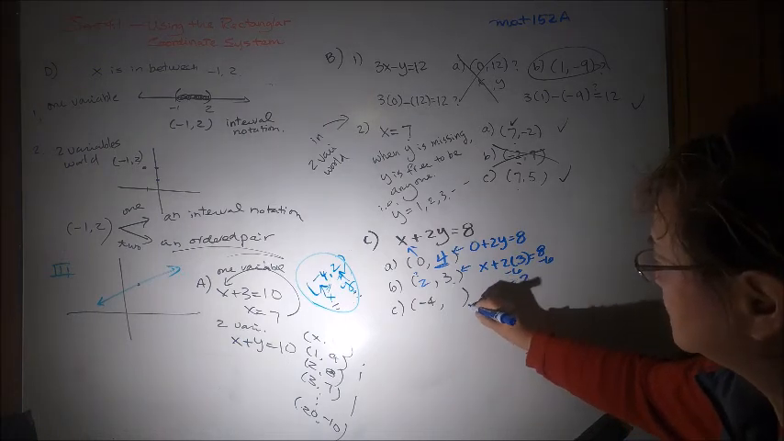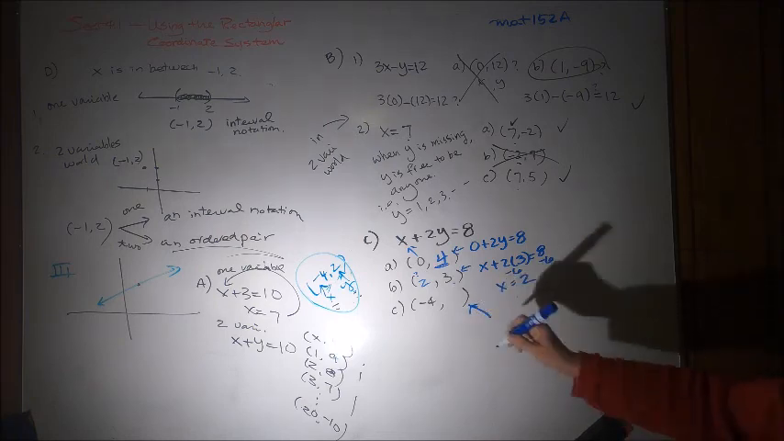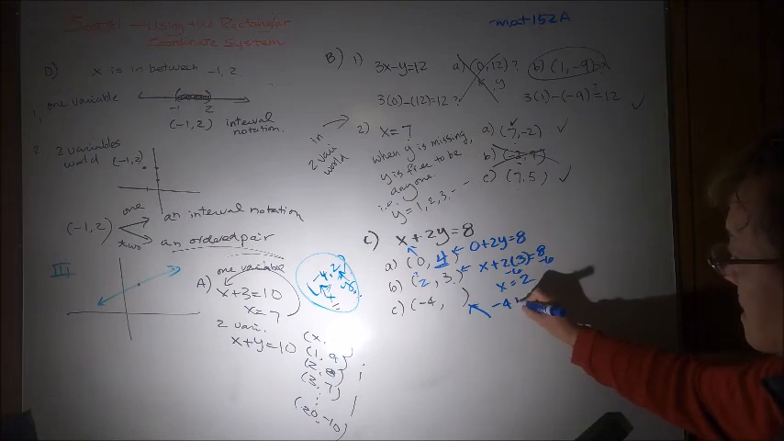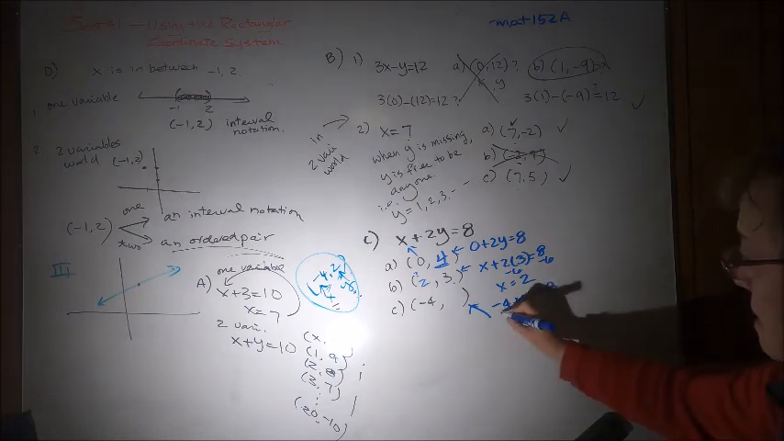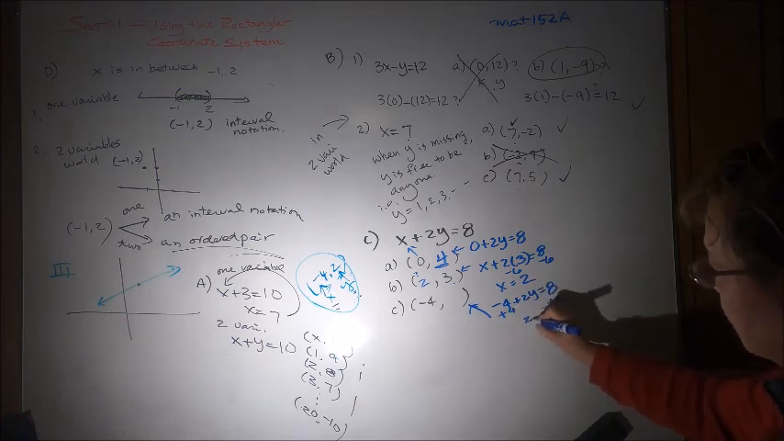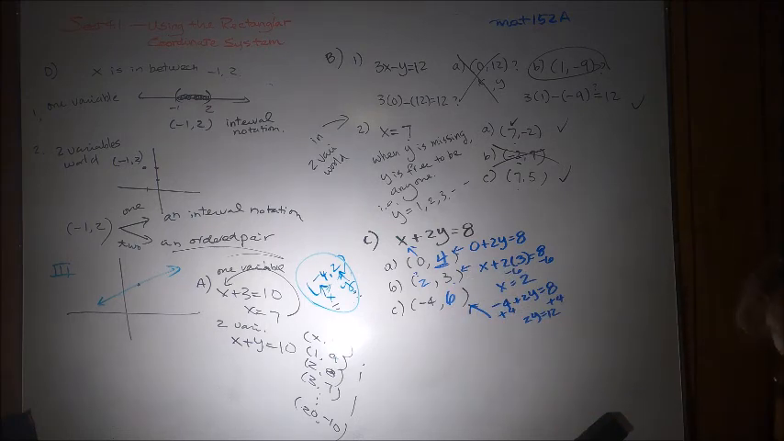Then for this one, what are we saying? It's saying, oh, x is negative 4. So x is negative 4, then plus 2y equals 8. What's your y, right? You solve your linear equation, then 2y equals 12. Y is what? 6. Is that right?